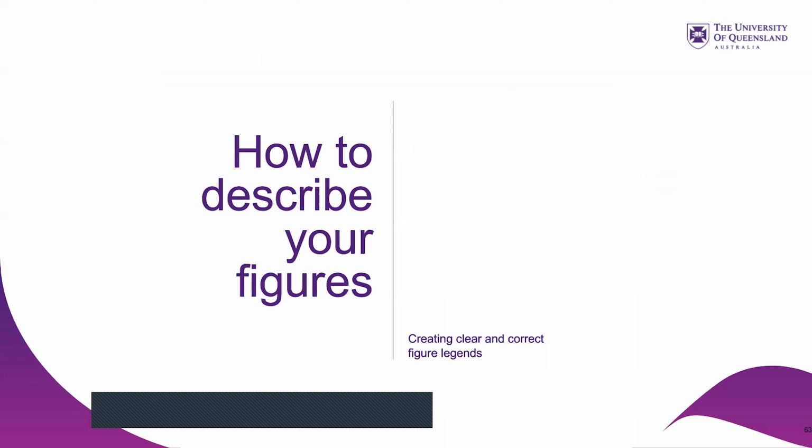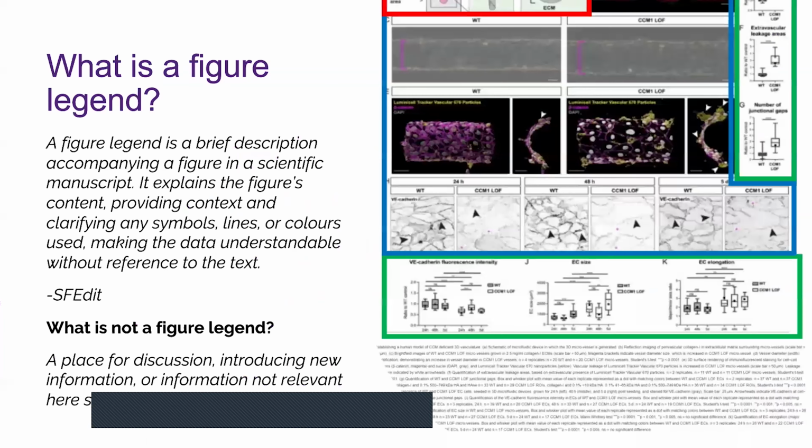Okay. The last section is this kind of stuff that I've been told that I have to tell you. But you should also be able to describe your figures and talk about your methods. So what's a figure legend? The figure legend is a brief description accompanying the scientific manuscript that explains the figure's content, providing context, clarifying symbols, lines, all the things you use in the figure. But you should be able to understand your figure without the text.